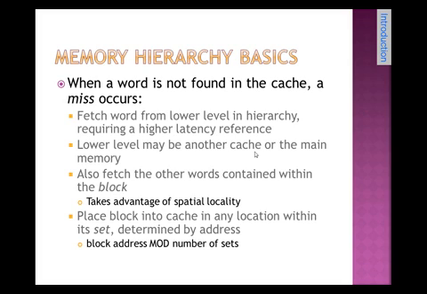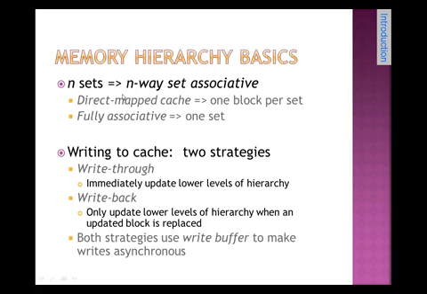Then the next point is it also fetches the other words contained within the block, then places the block into the cache in any location within the set determined by the index. That is, if a word is not available in the cache, a miss occurs and the following operations will be performed. This is where n sets equals n-way set associative. There are two extreme types of mapping technique, that is direct mapped and fully associative.